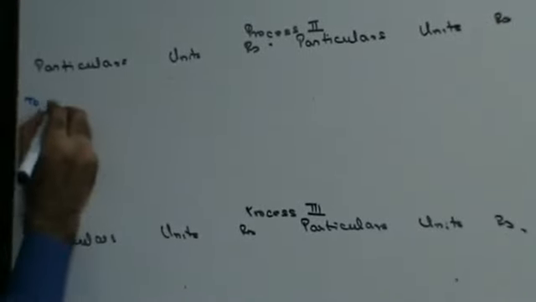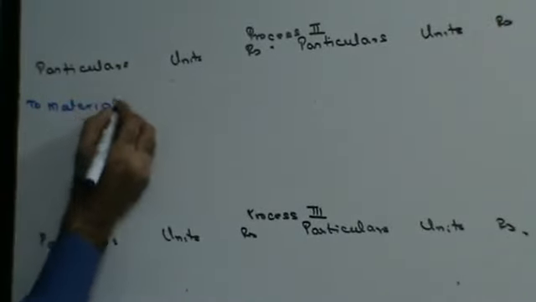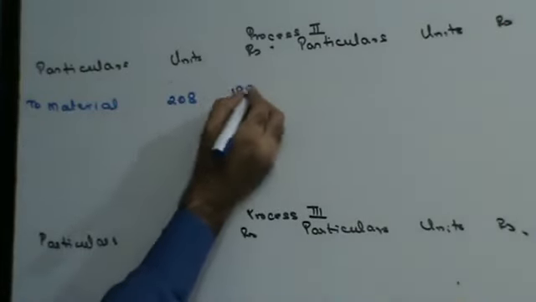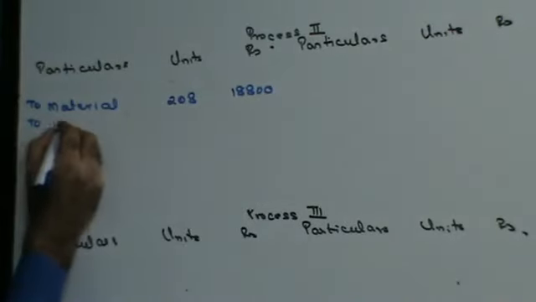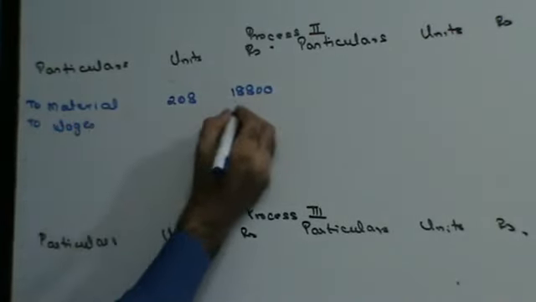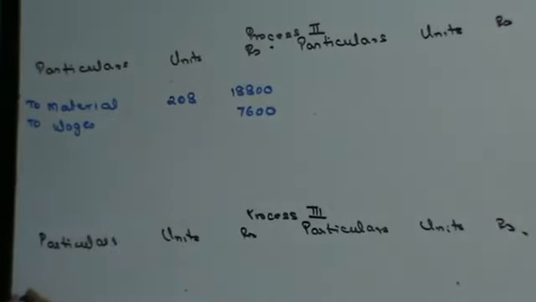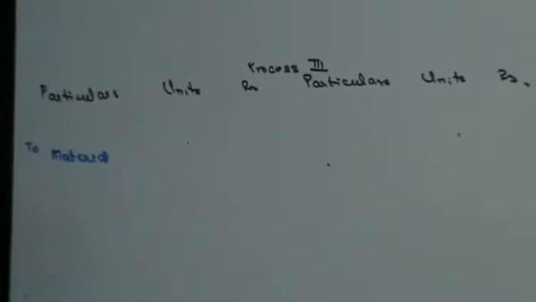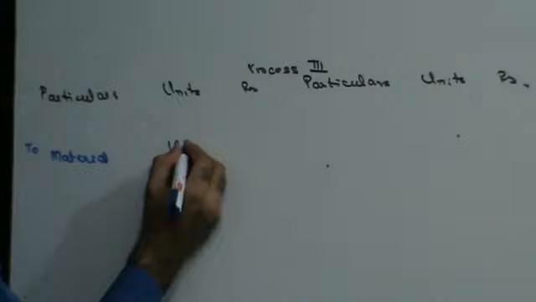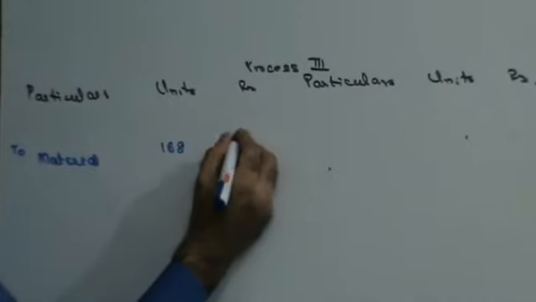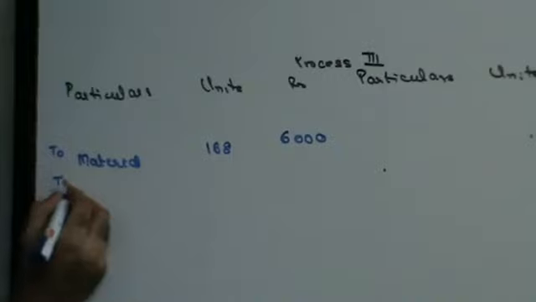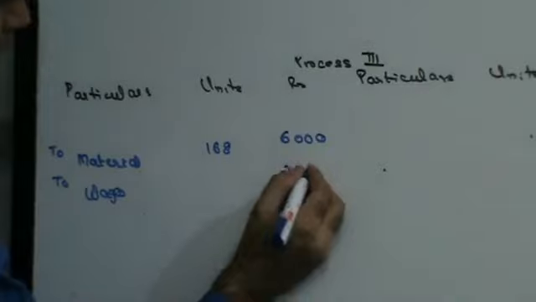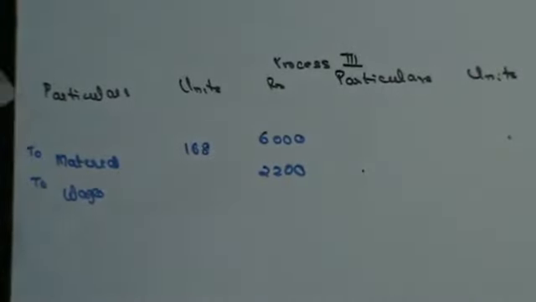Then for process 2 they said that to material is 208 units at 18,800. To wages is 7,600. Next, to material is 168 units and the amount is given to you as 6,000. And to wages is given to you as 2,200. Fine. This is the data given to you.